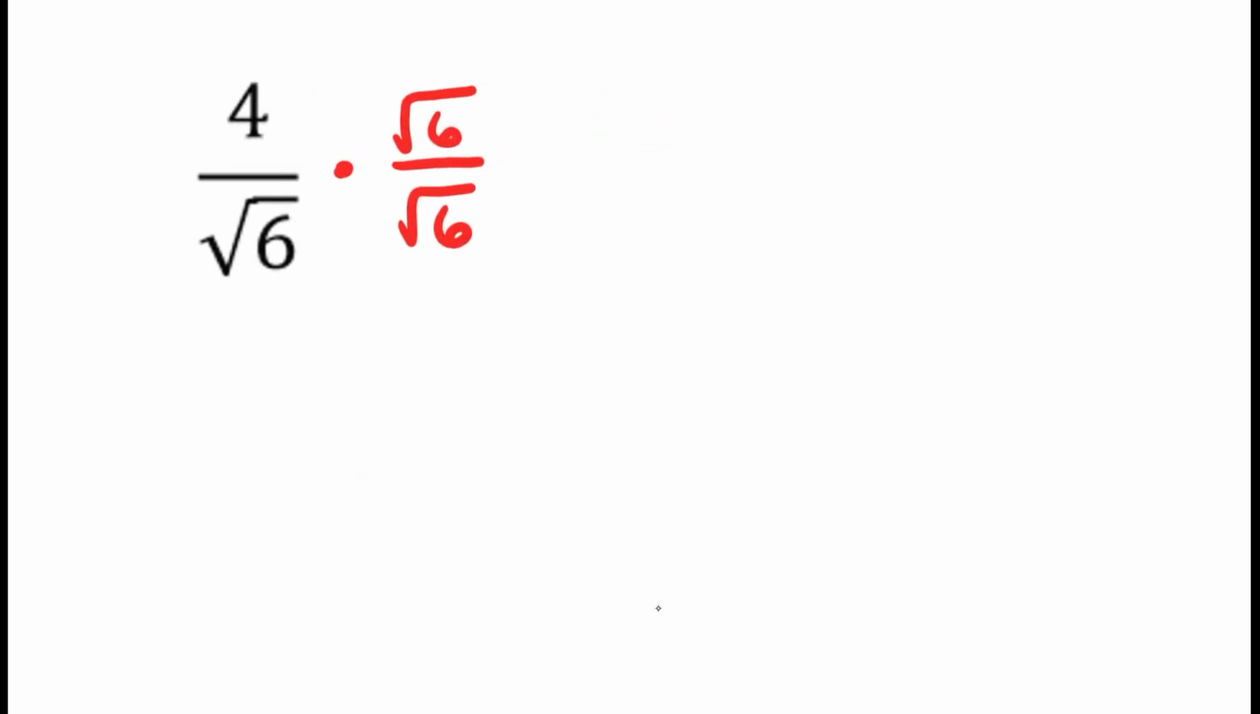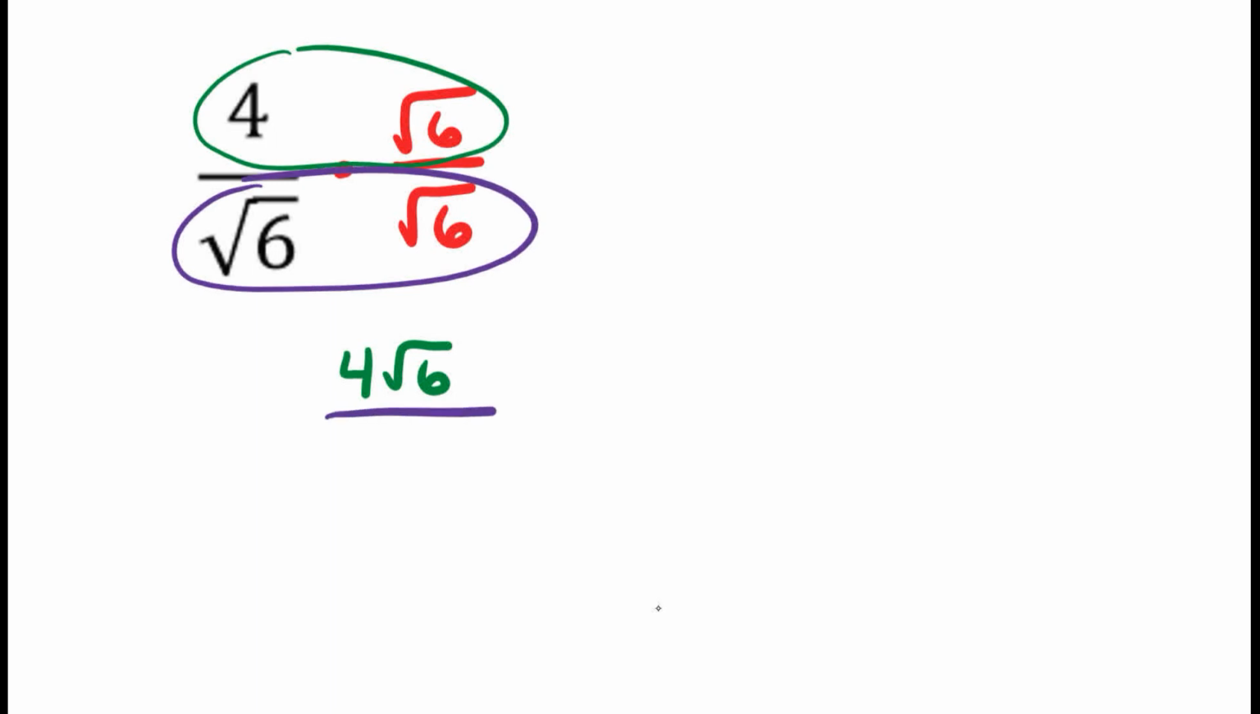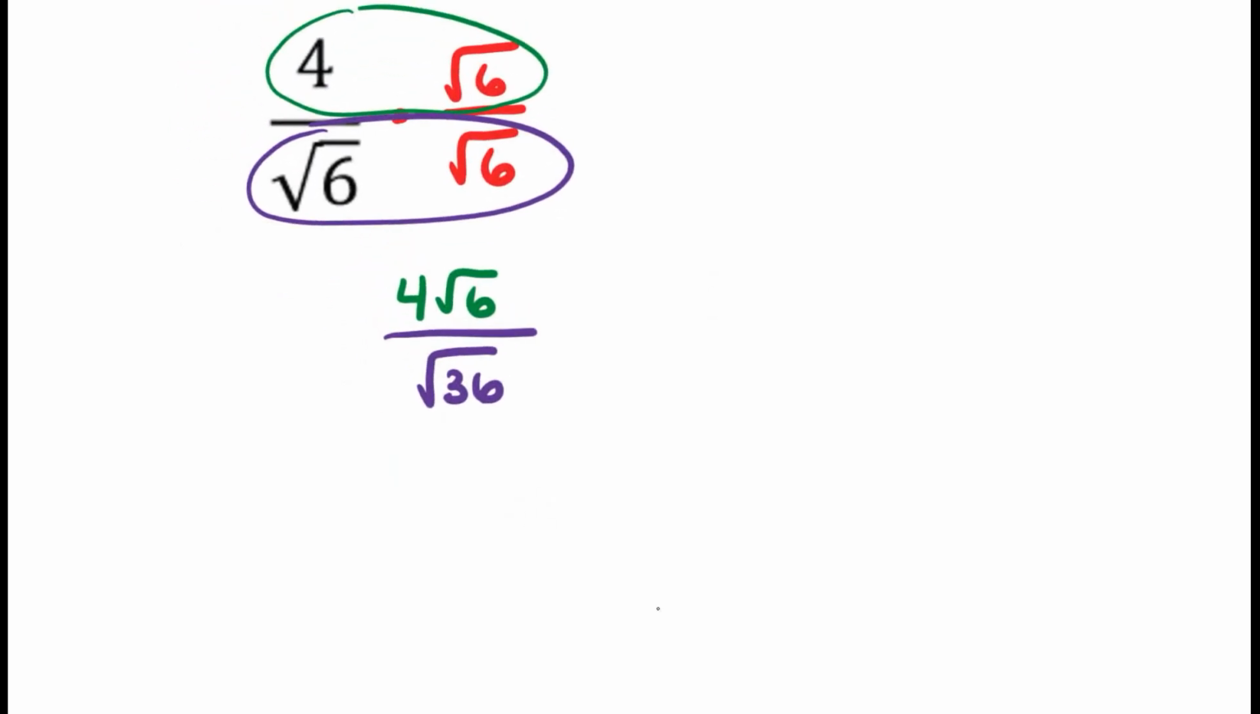Okay, so we want to rewrite this so that there's no square root in the denominator anymore. So I'm going to multiply my fraction by 1, but I'm going to write that 1 in a special way. I'm going to write that 1 as root 6 over root 6. Because numerator and denominator are the same, that is equivalent to 1. The reason I want to do that is because when I multiply my numerators, I'll get 4 root 6. And then the real magic happens when I multiply my denominators. Root 6 times root 6 is root 36, and root 36 simplifies nicely. That's just going to be 6 down in the denominator.